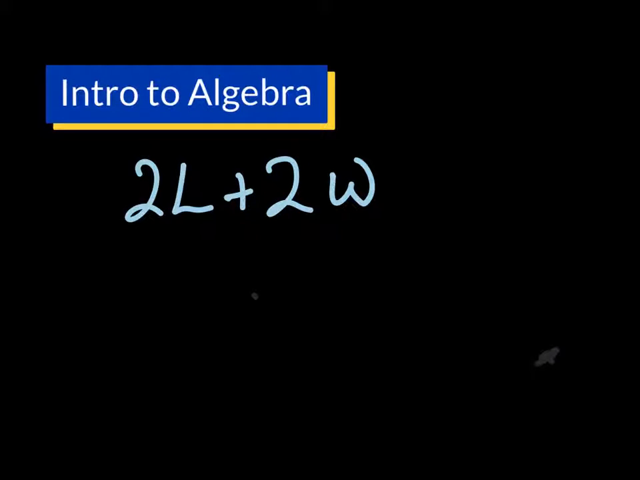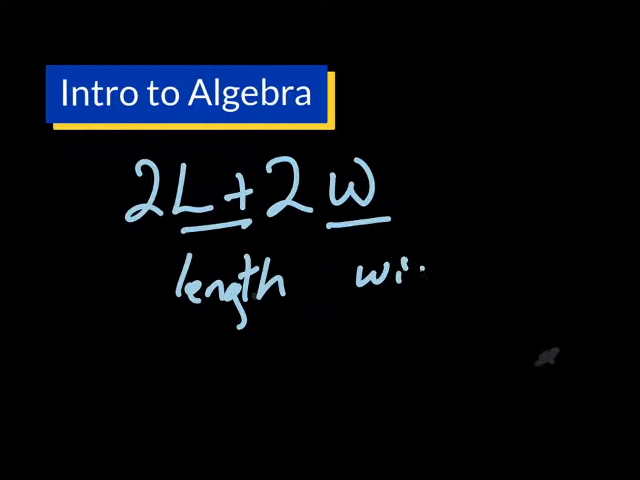Another place that we see variables is in formulas. For example, we know that the formula for perimeter of a rectangle is 2L plus 2W. L and W are variables that stand for length and width.